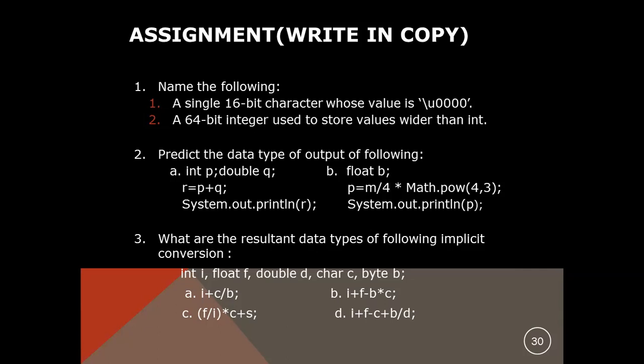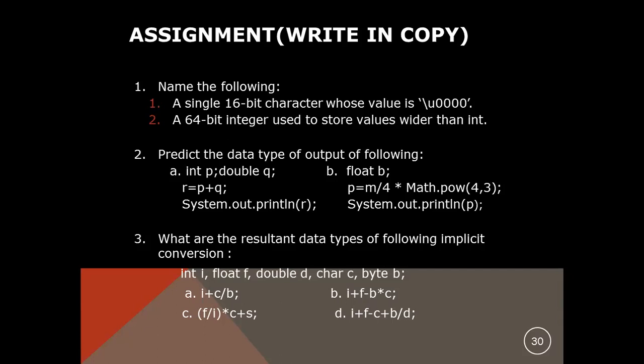Question number 1 is name the following. These are the names of the data types. Question is given, you have to identify the data type and write them. Question number 2, predict the data type of output of the following. 3 lines of code are given. R is equal to P plus Q is written. You have to write what will be the data type of this variable R. Similarly, P is equal to this whole expression is written. You have to write what will be the data type of P, what will be the data type of the output.